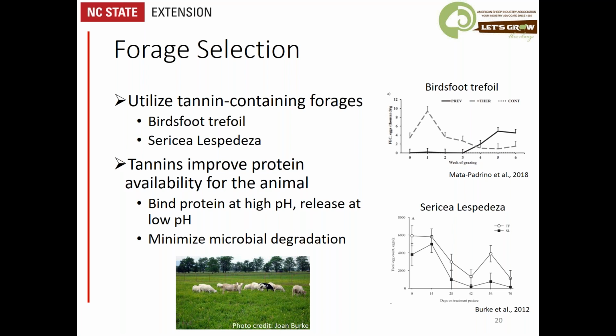These tannins improve protein availability for the animal by binding protein at high pH, and then they release that protein at low pH. So in short, they bind up that protein in the rumen, they carry that protein to the abomasum, to the more acidic stomach like we have. When they get to the abomasum, they release that protein where it can be digested and absorbed in the abomasum and then small intestine. And so it increases the availability of that protein. It minimizes microbial digestion and breakdown of the protein. And so we've seen, anything that improves rumen bypass protein generally helps those animals to combat that parasite infection. And so feeding these tannin-containing forages is one way to do that.